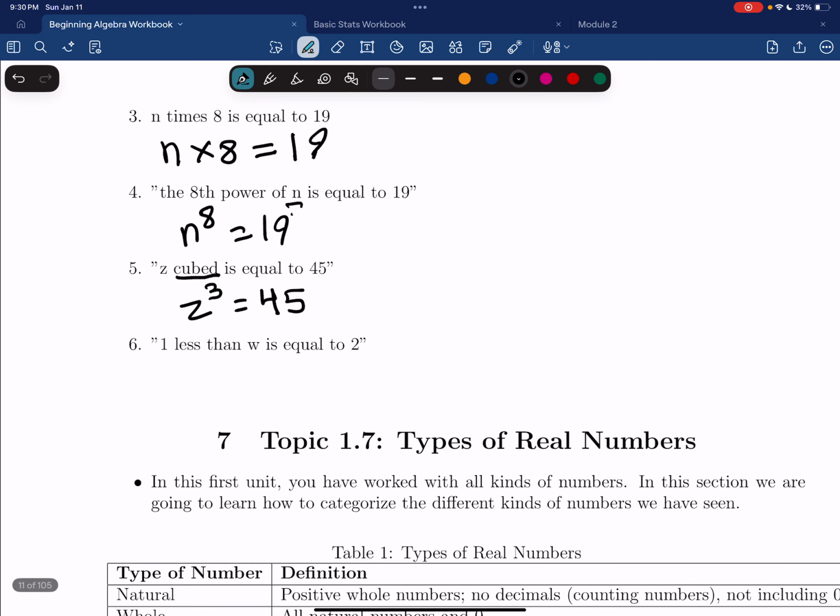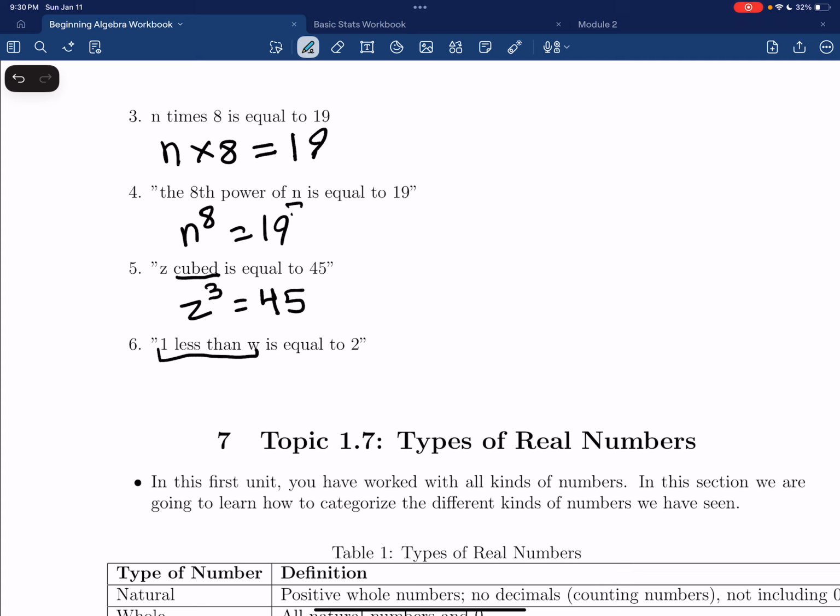Looking at example number 6, we have 1 less than w is equal to 2. This example can be a little bit confusing for some people, but let's work through it. So 1 less than w, what does that mean? How are we going to translate that? Well, if we're going to have 1 less than whatever w happens to be, we're going to have to subtract 1 from w. And then for the last part, we have is equal to 2. So we're going to say that's equal to 2. And that's it.